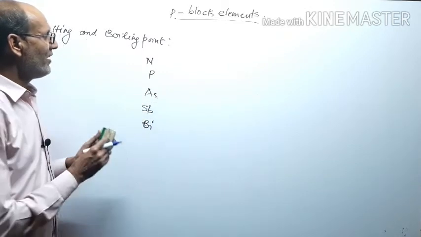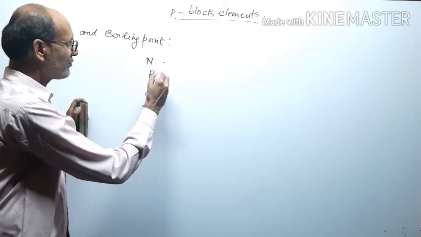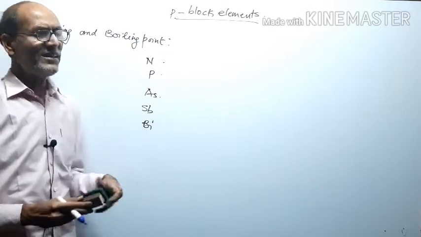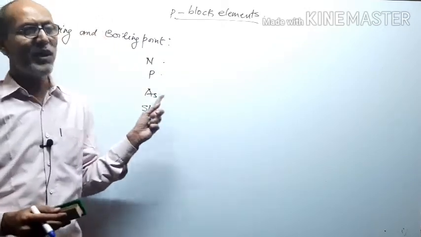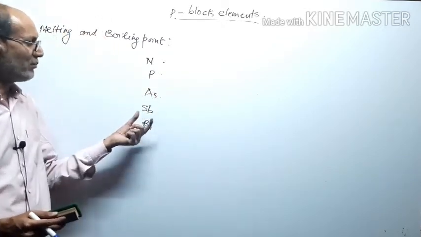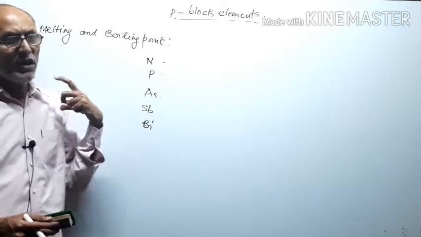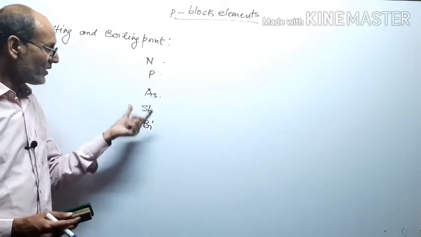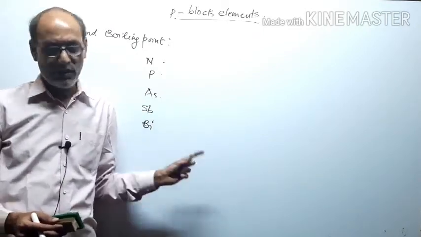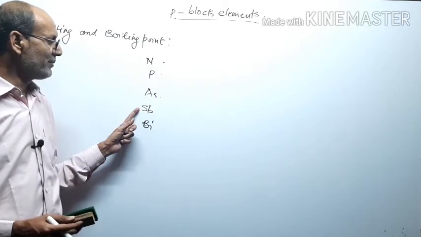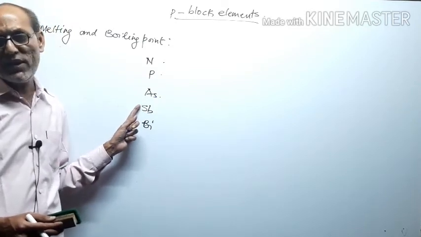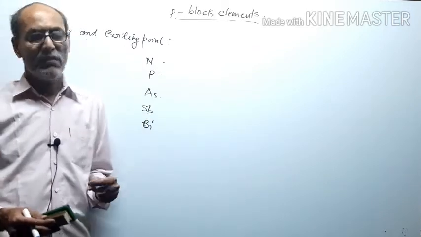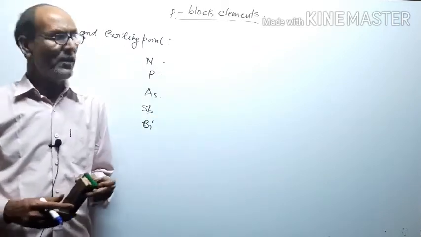Dear student, when we move from nitrogen, then phosphorus, then arsenic, what do you observe? The size will increase and they have a tendency to form covalent bonds. But the tendency to form covalent bonds in antimony and bismuth will be lesser because of the inert pair effect. Due to the inert pair effect, the intra-atomic attraction force between the atoms of antimony and bismuth will be smaller and they have a lower melting point.